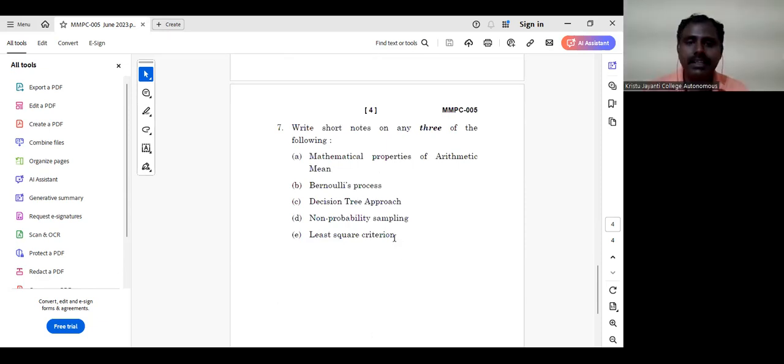Okay, then here they asked a few theoretical parts. They asked about the mathematical properties of the arithmetic mean, the non-probability sampling approach, and the least square criterion. So this is how to look into the theoretical part.